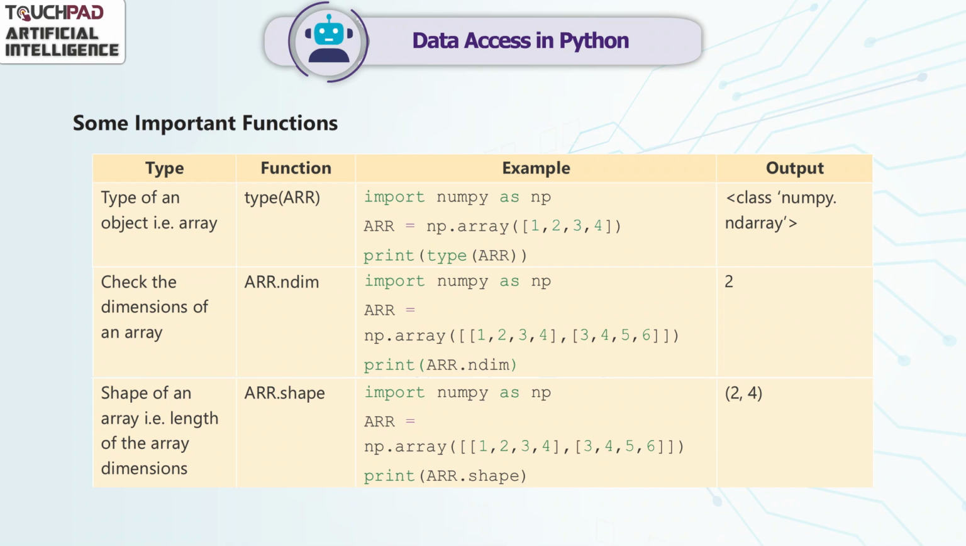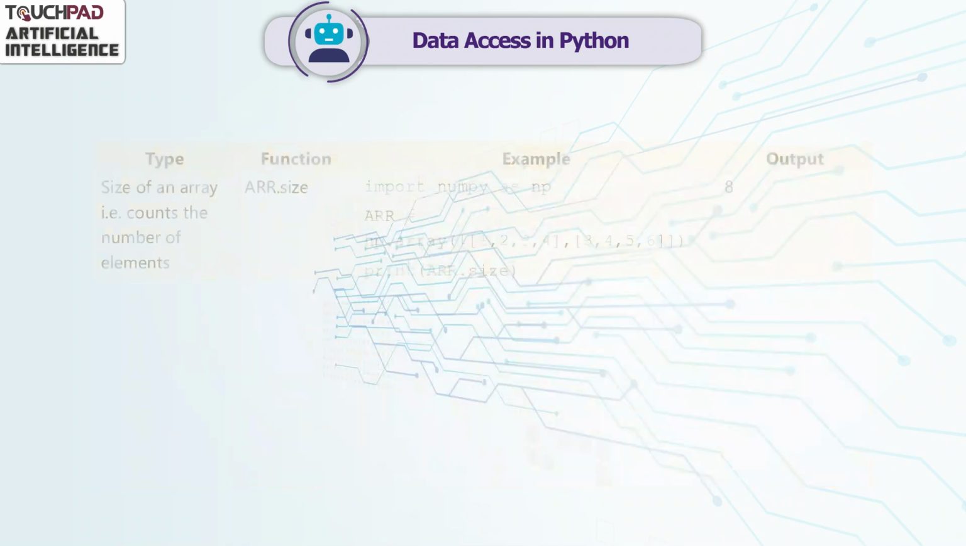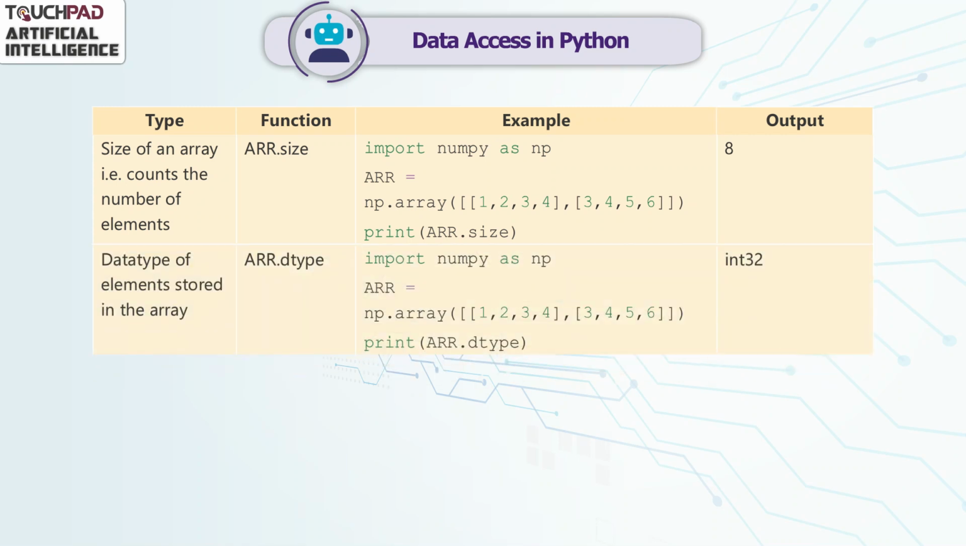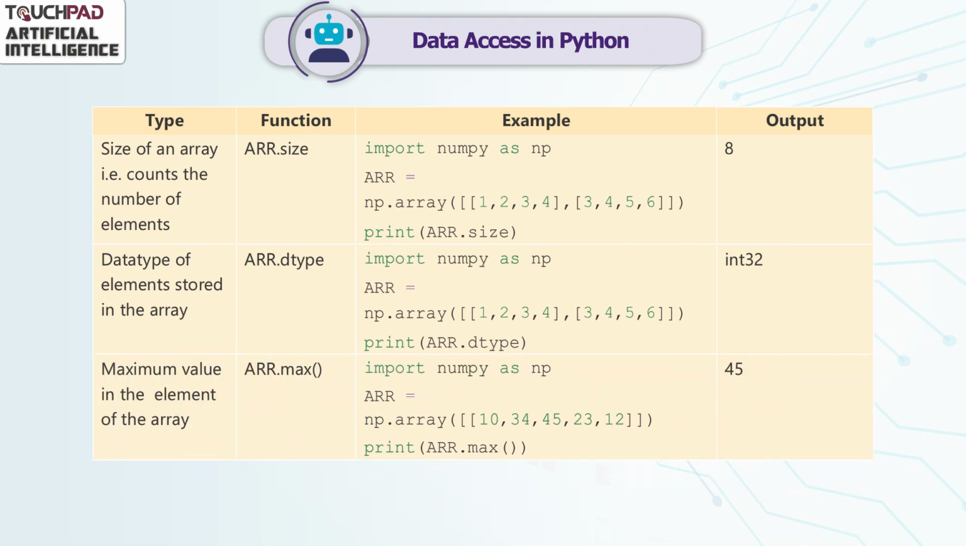ARR.shape: 2, 4. Size of an array, that is counts the number of elements: ARR.size: 8. Data type of elements stored in the array: ARR.dtype: int32. Maximum value in the element of the array: ARR.max: 45.